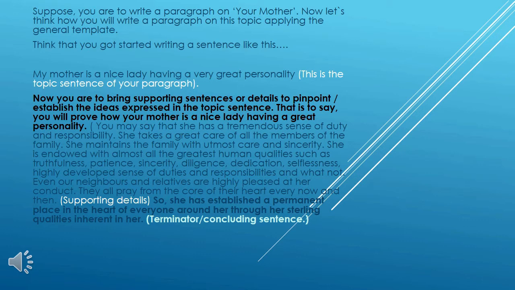Now, you are to bring supporting sentences or details to pinpoint or establish the ideas expressed in the topic sentence. That is to say, you will prove how your mother is a nice lady having a great personality. You may say that she has a tremendous sense of duty and responsibility. She takes great care of all the members of the family. She maintains the family with utmost care and sincerity. She is endowed with almost all the greatest human qualities such as truthfulness, patience, sincerity, diligence, dedication, selflessness, highly developed sense of duties and responsibilities, and what not.